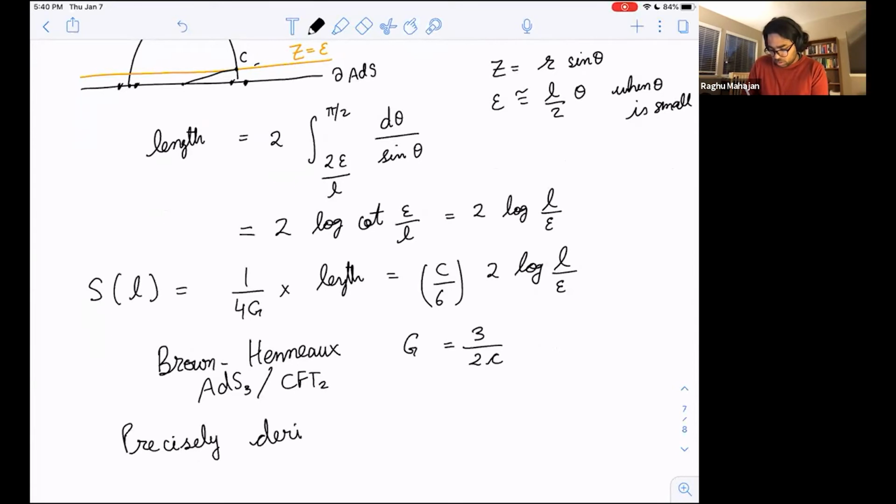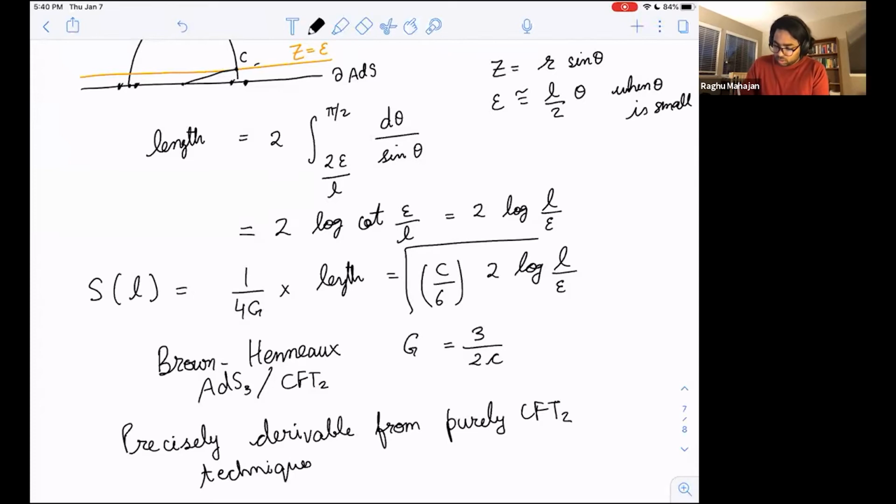derivable from purely CFT2 techniques. This was done by Cardy and Calabrese. So this answer here matches. So we did a computation of just some length. It was some geometric object, and somehow it computes for us this highly complicated thing, like it's a density matrix of an infinite dimensional quantum system. And okay, so that's the expression.